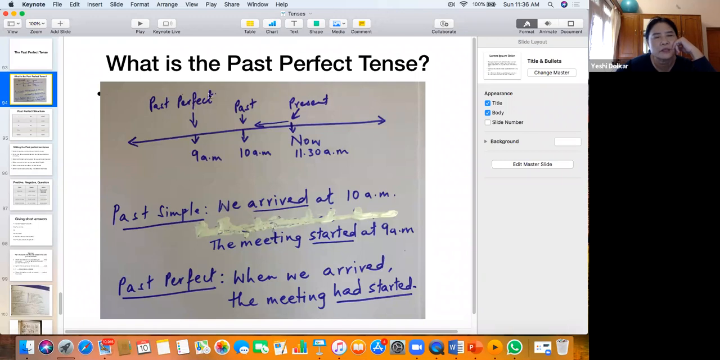Do you understand? So this past perfect is the action that happened before another past. So two past actions. So very often we do that.